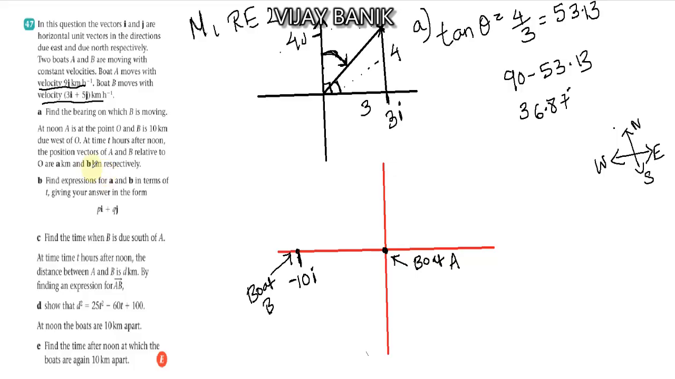So now they said, and T hours afternoon. Okay, this is at 12 o'clock. 12 o'clock is when the time starts. Basically, T equal to 0 is 12 o'clock over here. 10 kilometers due west of O. At the time T hours afternoon, the position vectors of A and B relative to O are given in kilometers. So here we have to use that formula.